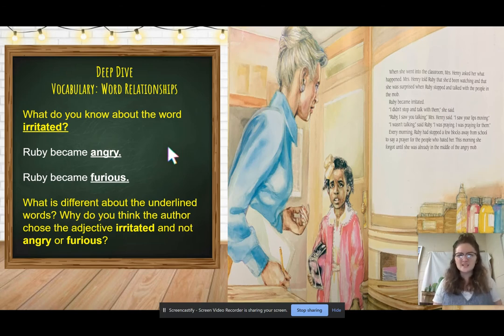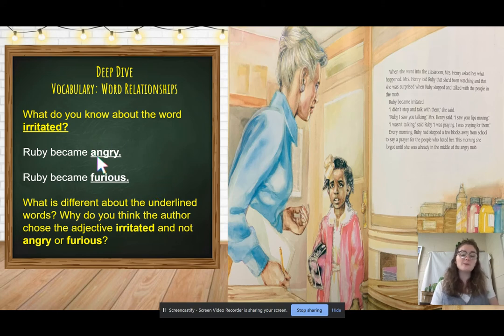What does the word irritated mean? If you are irritated about something, what does that mean? Tell me in the puzzle. So if I'm irritated about something, that means I'm a little upset or something is bugging me. If I am irritated about something, that means something is bothering me. But look at these words. What if those words were replaced with Ruby became angry? Or Ruby became furious? I want you to think. In this page in the text, would the words angry and furious work here?